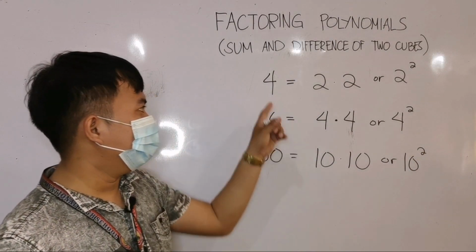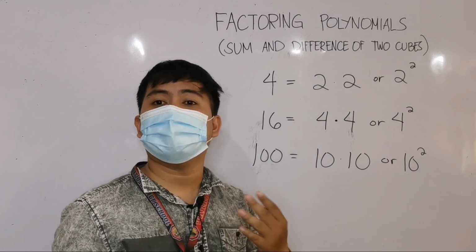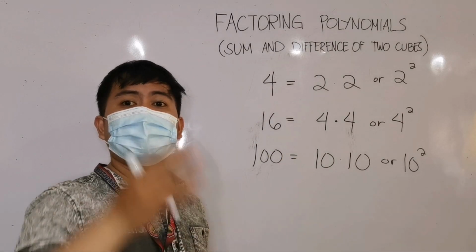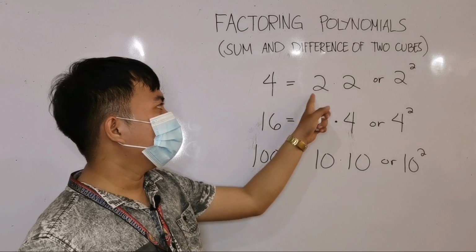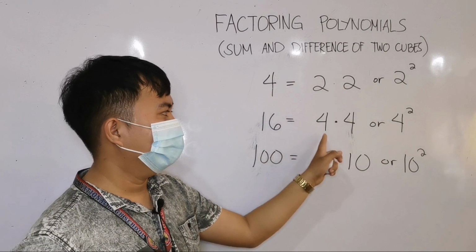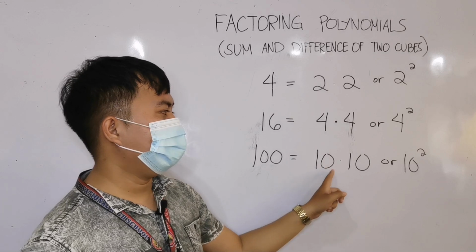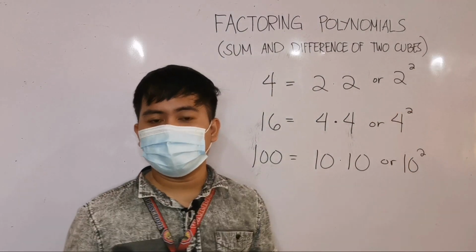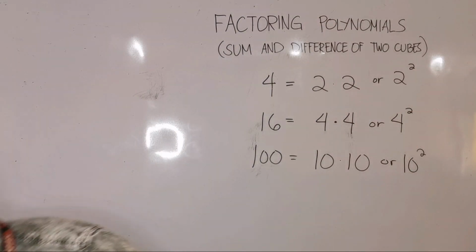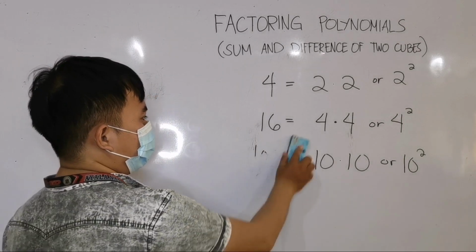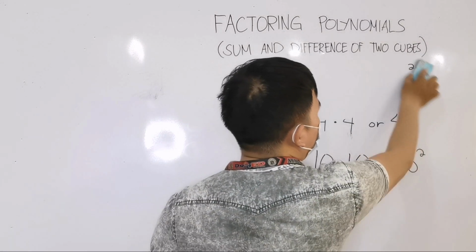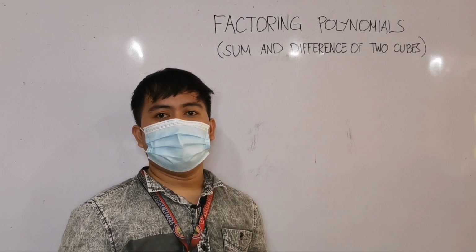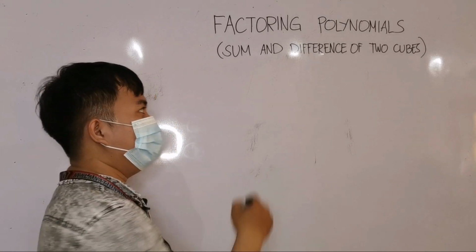Sa pansin niyo pong lahat, 4, 16, and 100 are examples of perfect squares dahil nga po yung mga factors nila ay dalawang magkakapareho. 2 times 2 equals 4, 4 times 4 equals 16, and 10 times 10 equals 100. Kagaya lang po dito yung 2 cubes sa perfect square. Ang pinagkaiba lang po ay sa cube naman, hindi siya raised to the power of 2, kundi raised to the power of 3. So one of the examples of a perfect cube is 8.